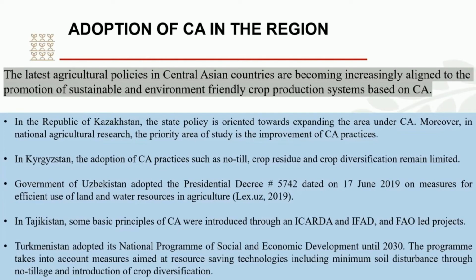Turkmenistan adopted its national program of social and economic development until 2030. In this program, there are also items to support conservation agriculture practices.